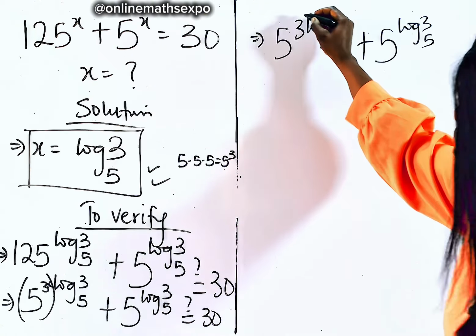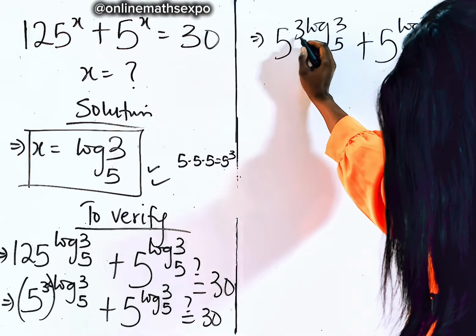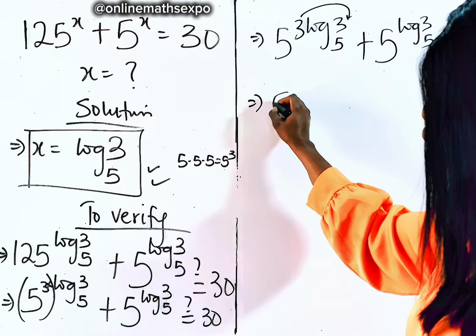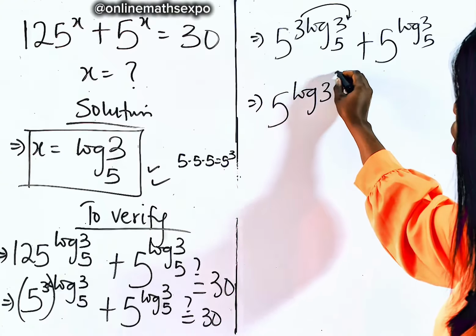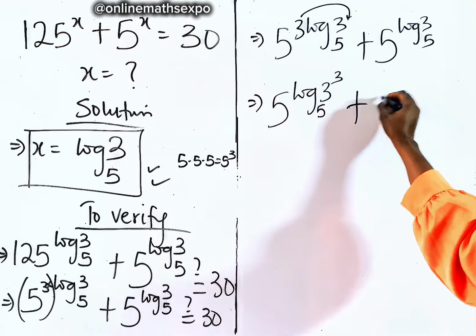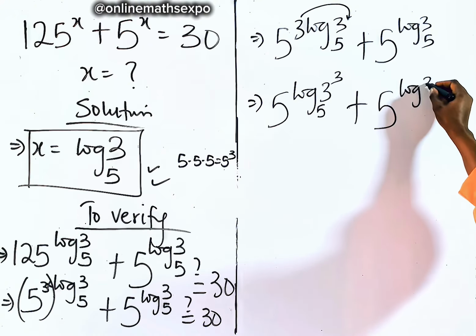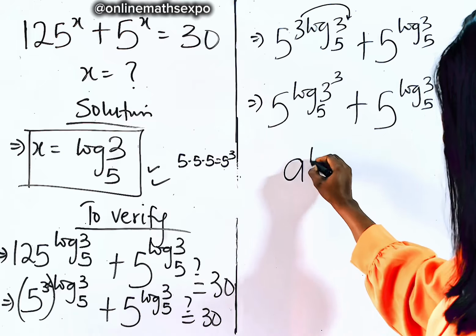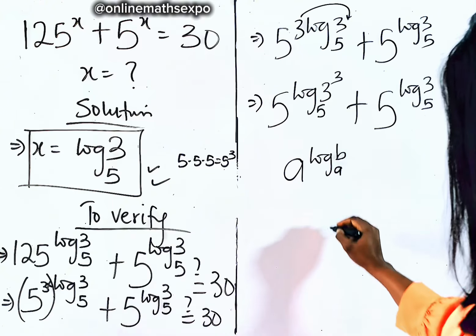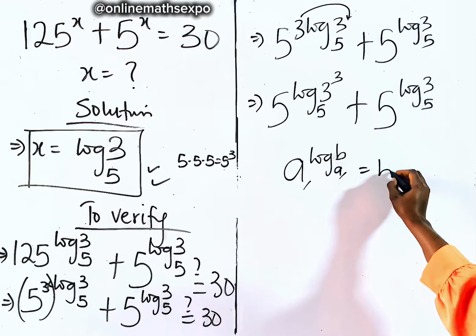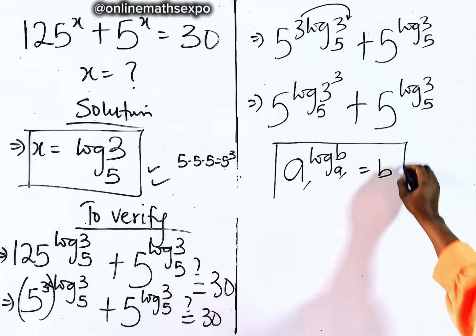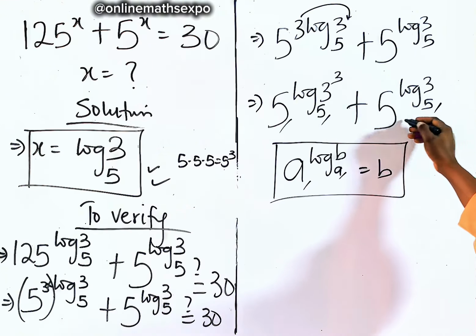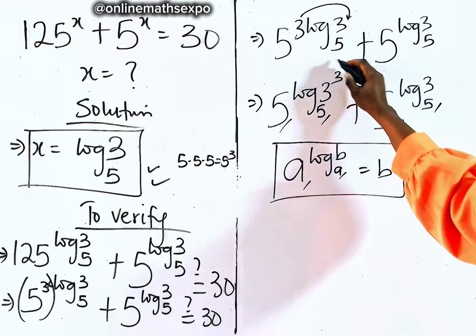Now, this coefficient of the log, remember we said is the power of the log. So it's giving us 5 to the power of log of 3 cubed base 5 plus 5 to the power of log of 3 base 5. Remember at this point, for every a to the power of log of b base a, these two bases are the same. It gives us the number b. So we are going to apply this on this. You see that these two are the same. Likewise this. So for this it is giving us 3 cubed.